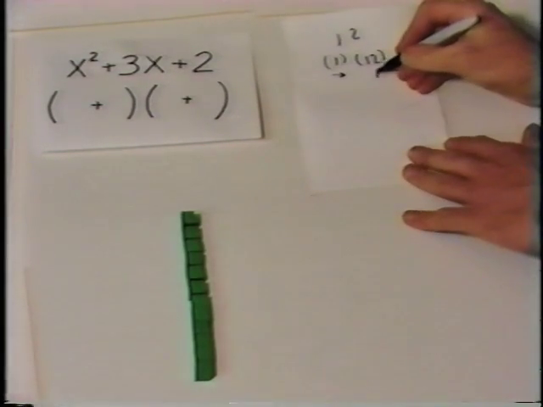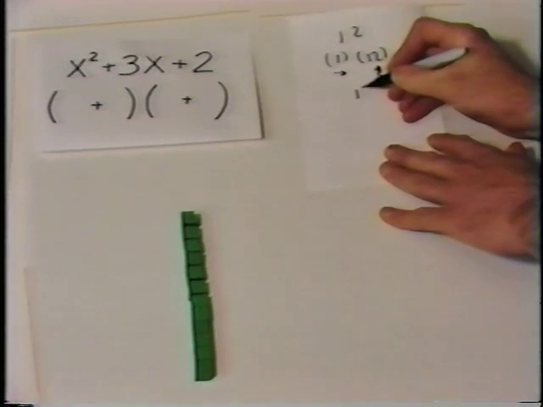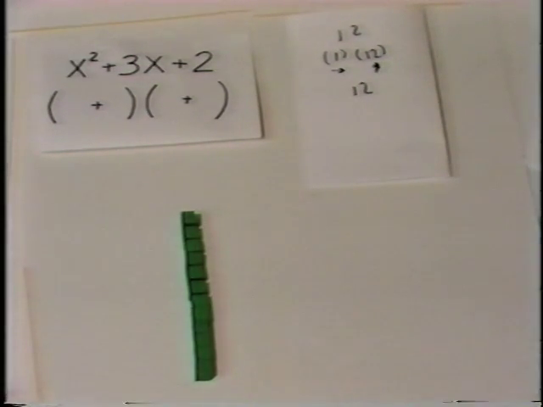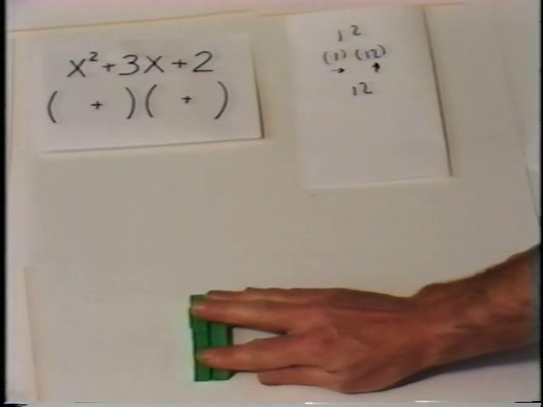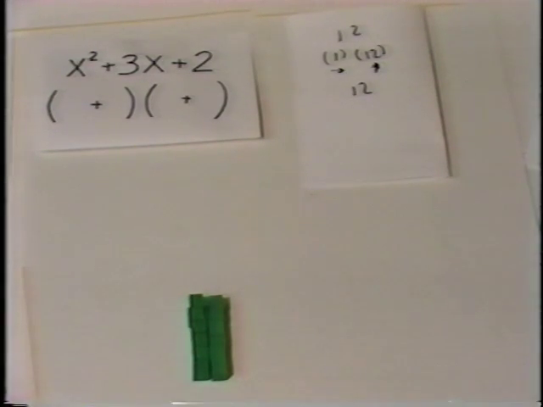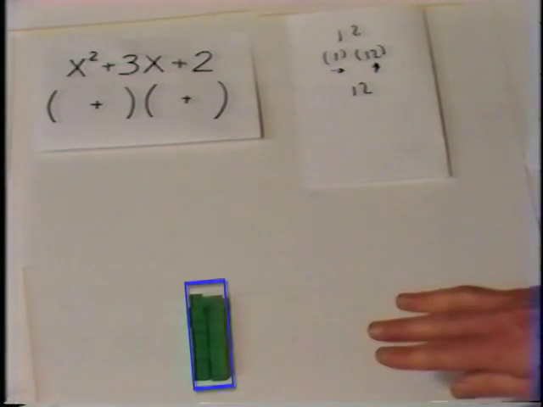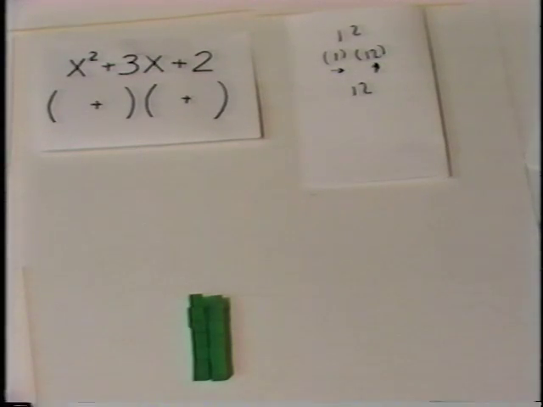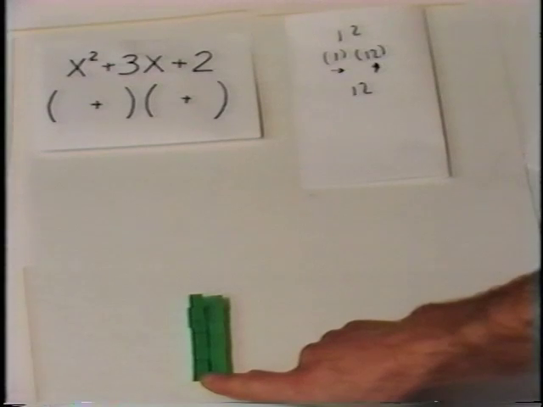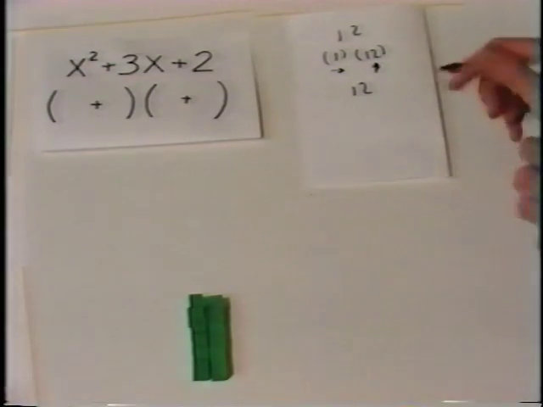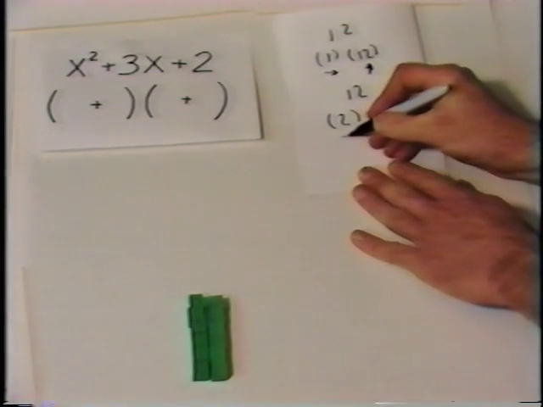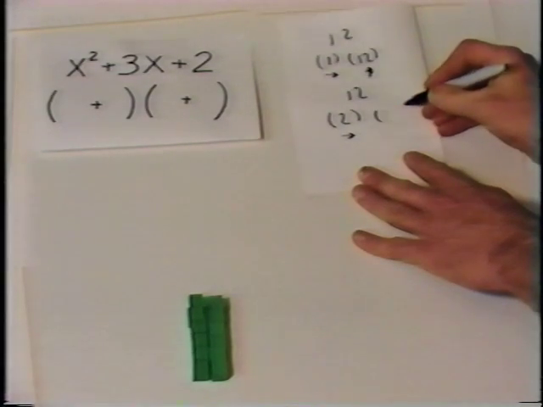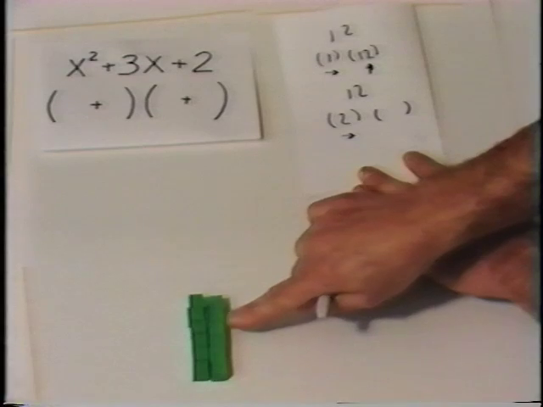Let's see if we can build a rectangle using 12 that is 2 wide. Yes, we can. We can build a rectangle using 12 that is 2 wide. Here again, we factored 12. What are the factors of 12 now? The factors are distance over 2, 1, 2, and our distance up 1, 2, 3, 4, 5, 6.